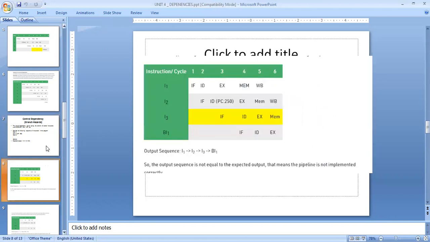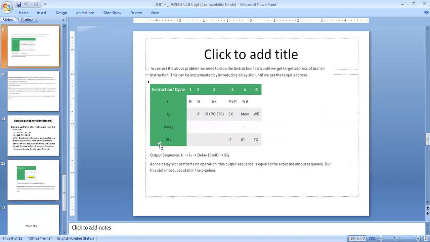Consider this diagram. In this diagram, instruction 1 has no dependencies. Instruction 2 also has no dependencies. But while instruction 2 is performing the decode process, before completing it, instruction 3 is going to enter into the third cycle. This may lead to dependencies. To avoid this type of dependency, we need some delays.